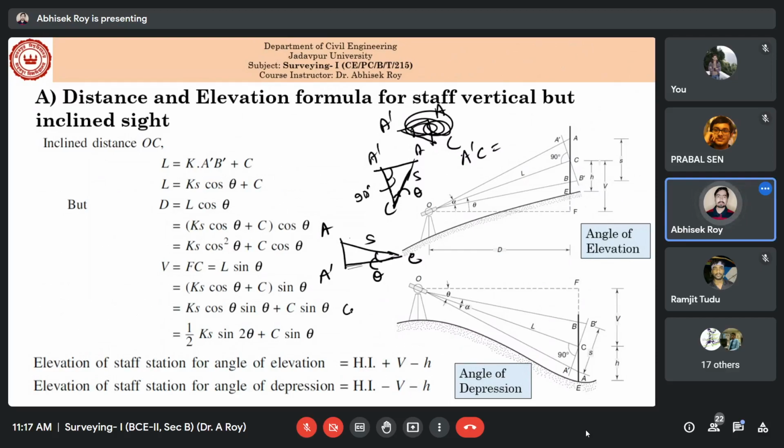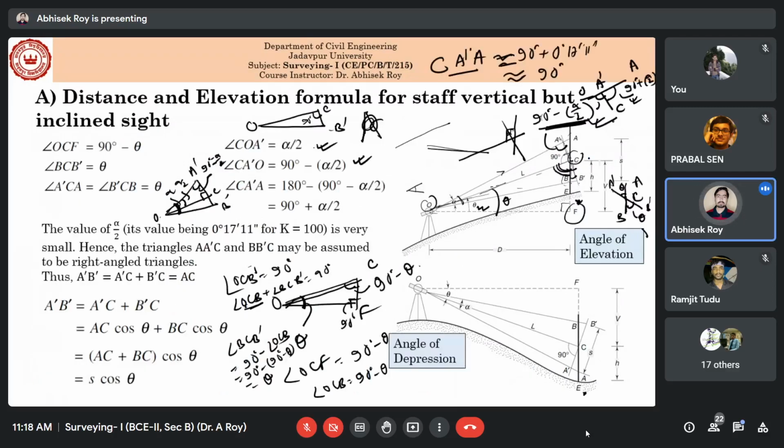If you take cos theta, then it will be base by hypotenuse. So base is A dashed C, and AC is the hypotenuse. So A dashed C will be AC cos theta. A dashed C will be AC cos theta from this small part of the triangle. Similarly, from this small part of the triangle, we will get B dashed C is equal to BC cos theta.